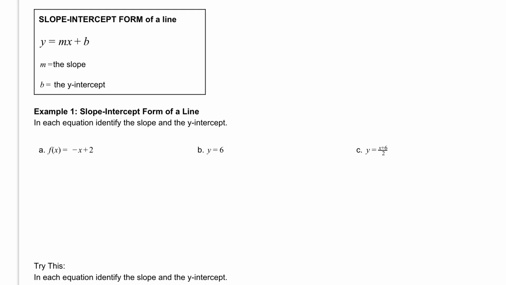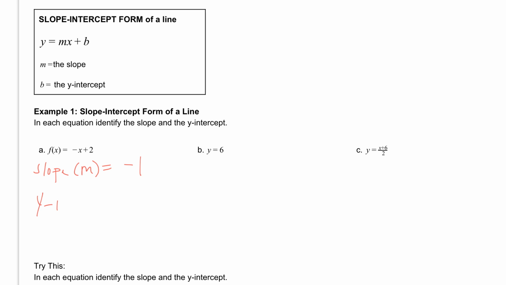In example 1, all we're going to do is identify the slope and the y-intercept from each of these lines. So if we take a look at letter A, we have f of x is equal to negative x plus 2. So the first thing we want to do is identify what the slope is. And slope is what we're going to call the letter m. The slope should be the number attached to the x, or the number being multiplied by x. In this equation, the x has a negative 1 in front. So that negative by itself, remember, is a negative 1.